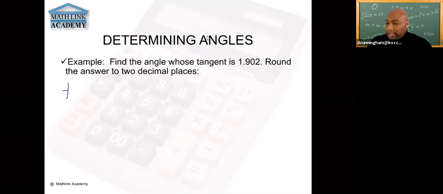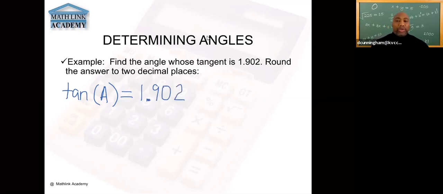So how we write this: the tan of our angle, for right now we'll say angle A, in parentheses, is equal to 1.902. We know what it's equal to, we want to find the angle, and that's how you write it. Now, remember, since it's equal, what we do on one side, we do on the other side. You're going to do the tan inverse. Since we're using a tan function, we'll use a tan inverse on both sides.